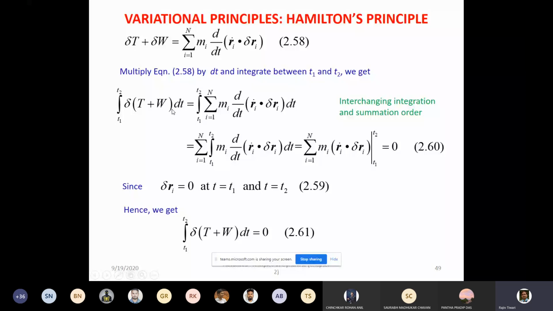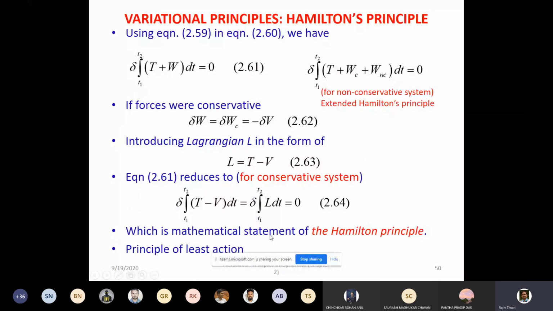So integration from T1 to T2 of the variation of kinetic energy plus work done is equal to 0. So this is the Hamilton principle. In fact, this is an extended Hamilton principle because this is valid for conservative and non-conservative systems both.